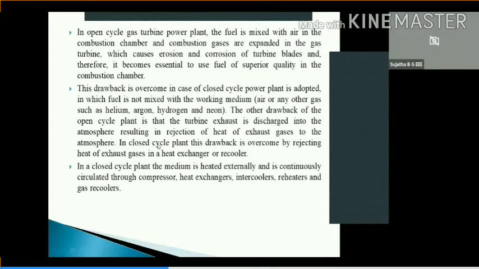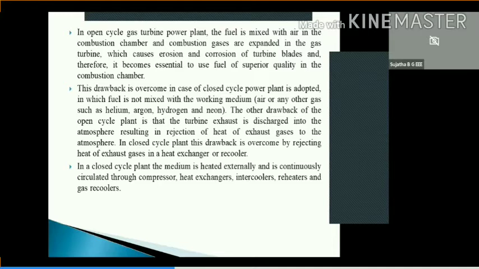In a closed cycle plant, this drawback can be overcome by rejecting the heat of the exhaust gas in a heat exchanger or recooler. You have to understand that the maximum heat present in the exhaust gas, instead of being directly exhausted to the atmosphere, can be reutilized so that we can improve the overall efficiency. So we are using a heat exchanger and a recooler.